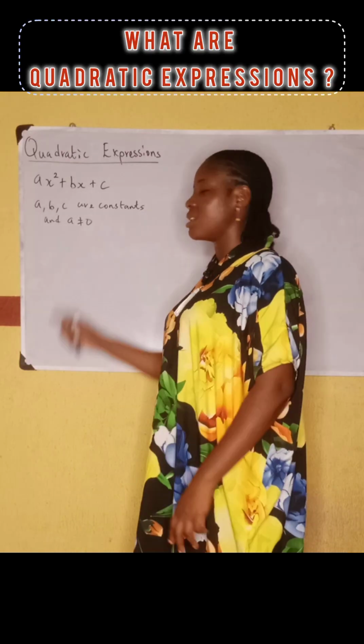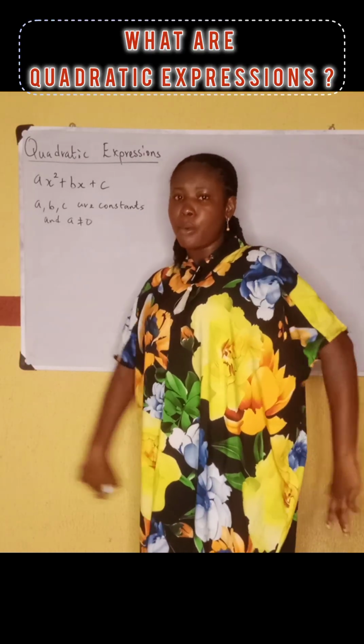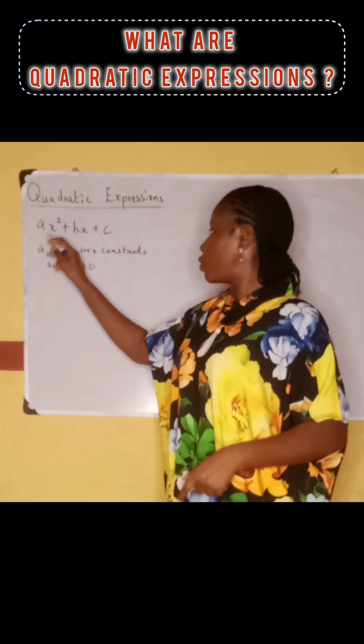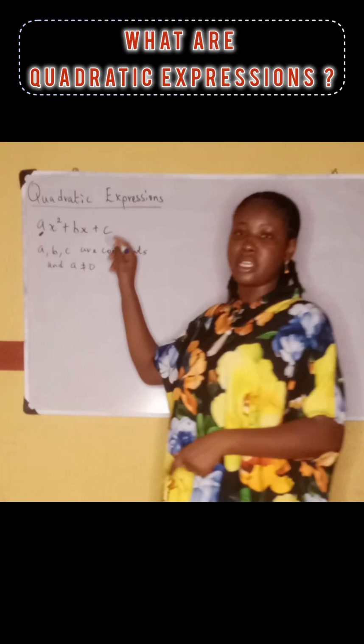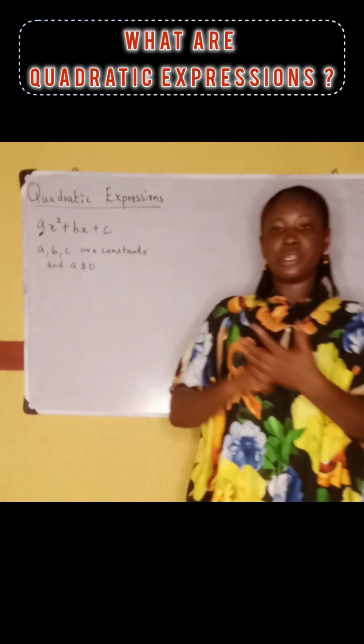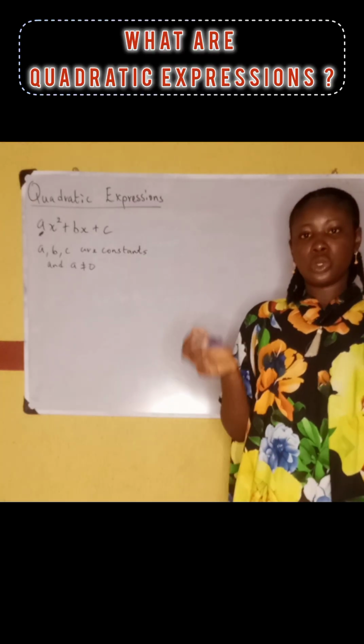So if a is the only one that is not allowed to be 0, that means b and c can be 0. But what does it mean? Why should a never be 0? First of all, a is the coefficient of s squared. A is the number attached to s squared, b is the number attached to s, and c is the number standing alone. What do I mean?